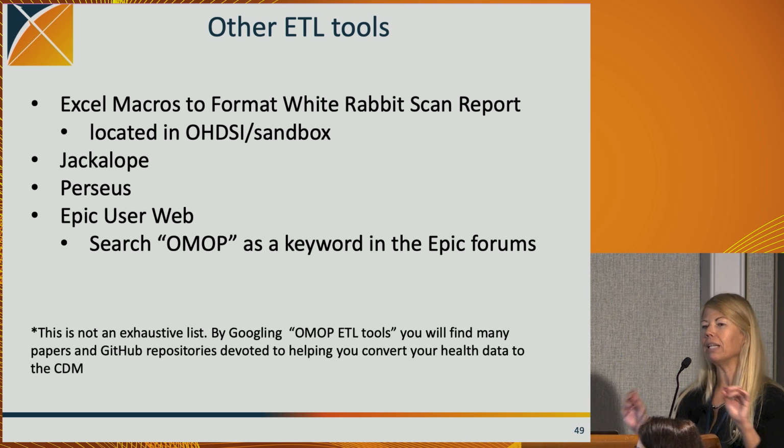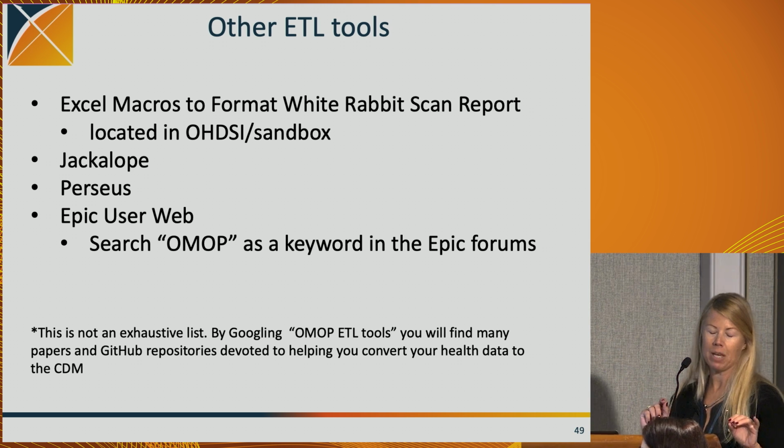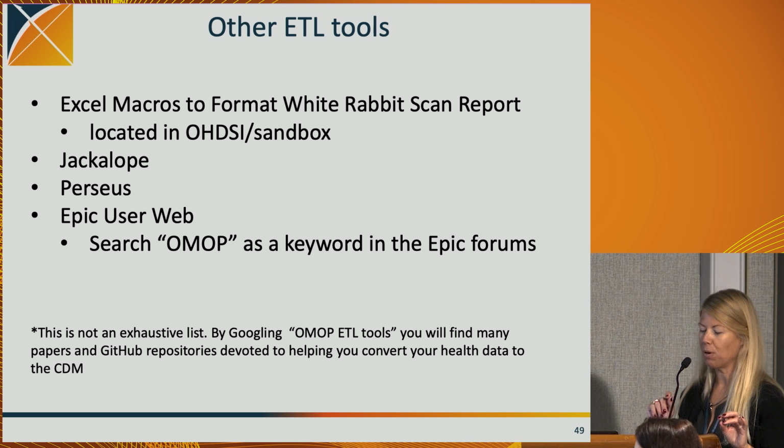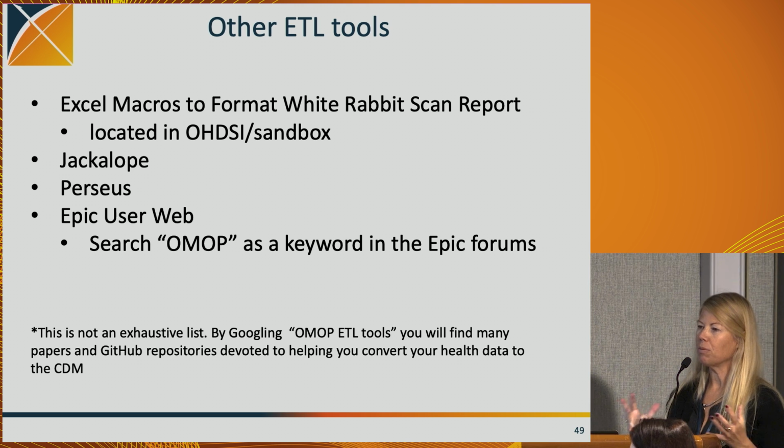So you can quickly link between the different tabs in your White Rabbit scan report. There's a new tool called Jackalope. It's like Usagi, but it also does a little bit more for your more complex semantic mappings out there. There's an ETL tool called Perseus available.